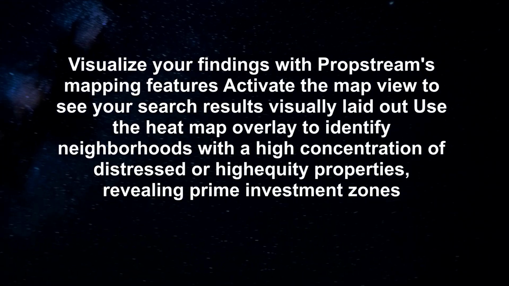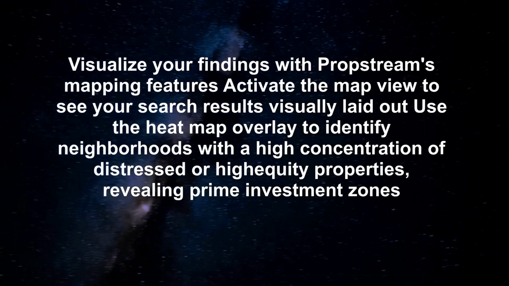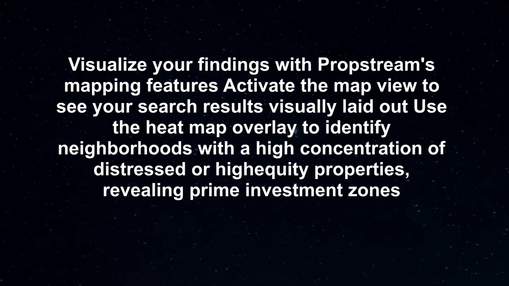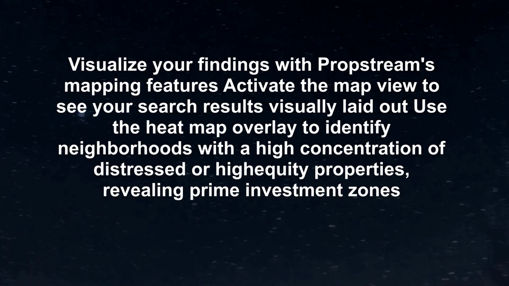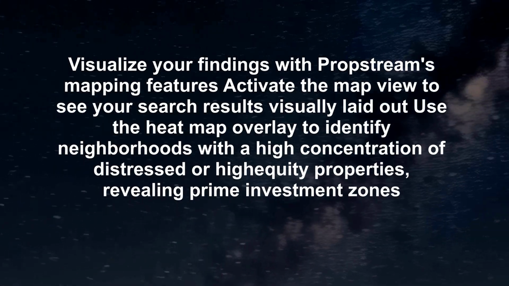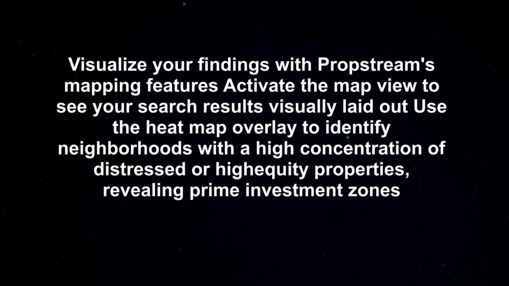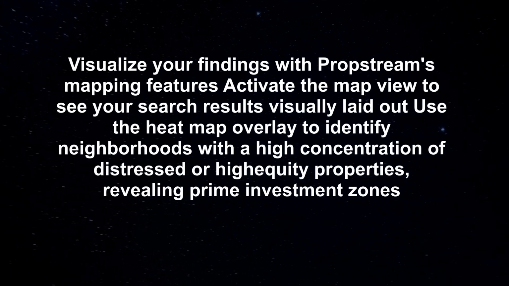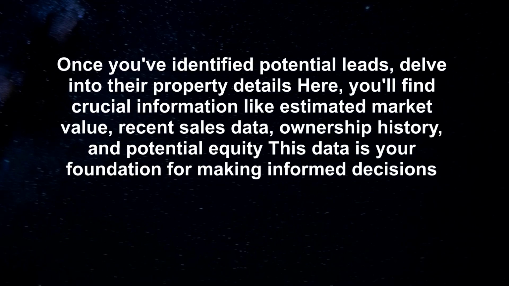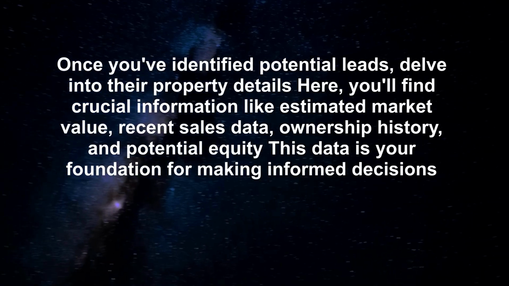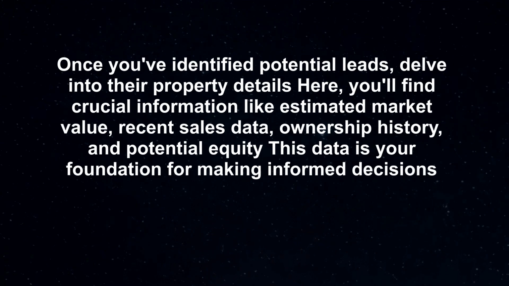Visualize your findings with Propstream's mapping features. Activate the map view to see your search results visually laid out. Use the heat map overlay to identify neighborhoods with a high concentration of distressed or high-equity properties, revealing prime investment zones. Once you've identified potential leads, delve into their property details here.